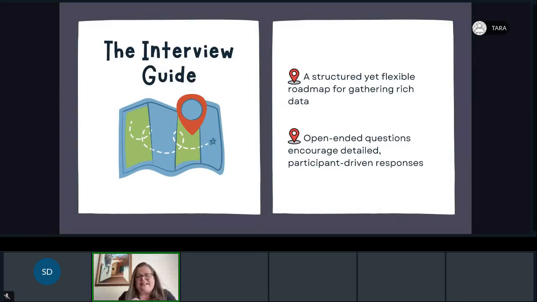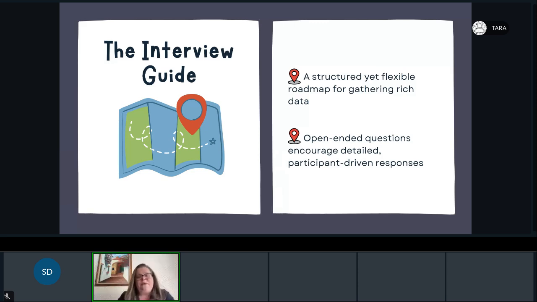So to effectively tap into the motivations and experiences of participants, we need what we call an interview guide, a well-crafted one. And think of this as your roadmap for a successful qualitative interview. It provides a structure to ensure that we gather the necessary data while allowing for enough flexibility and exploration to capture unexpected insights. And there will be unexpected insights in a qualitative research study, most likely.